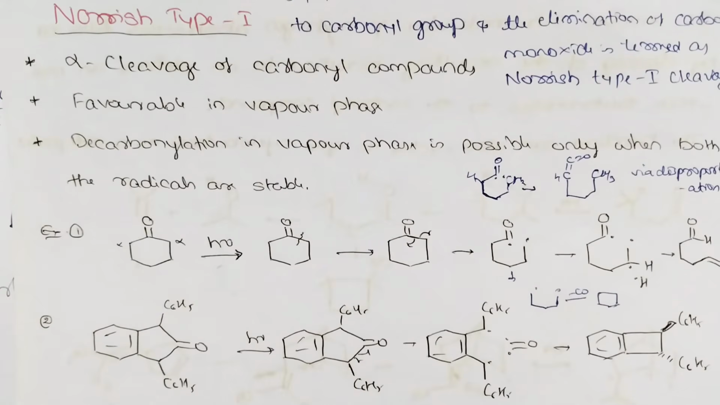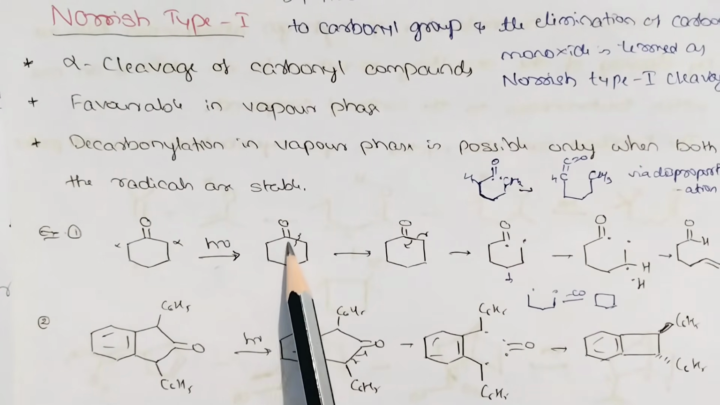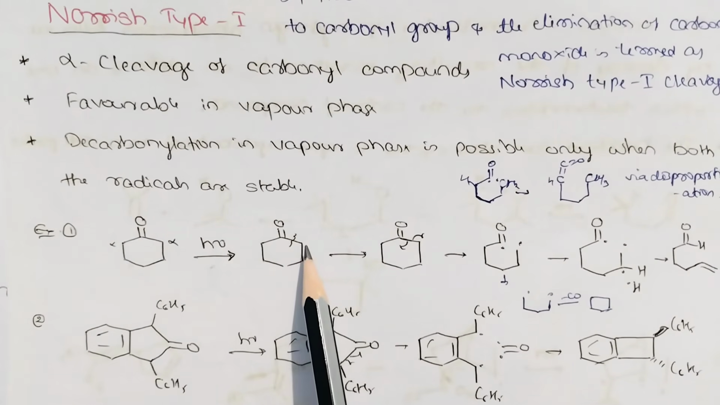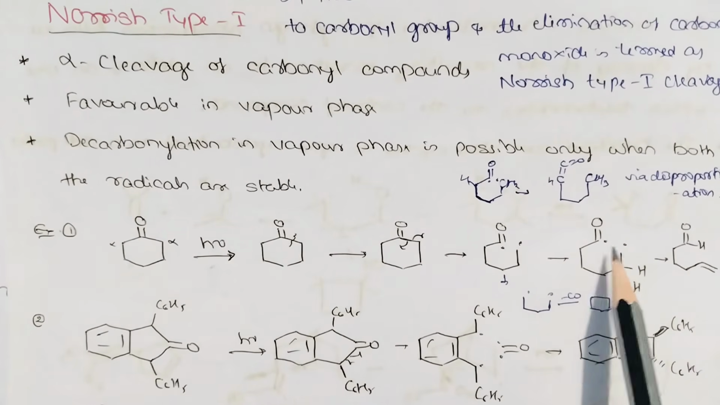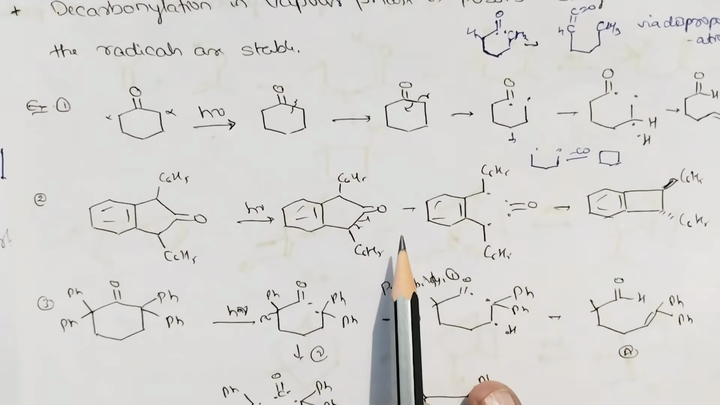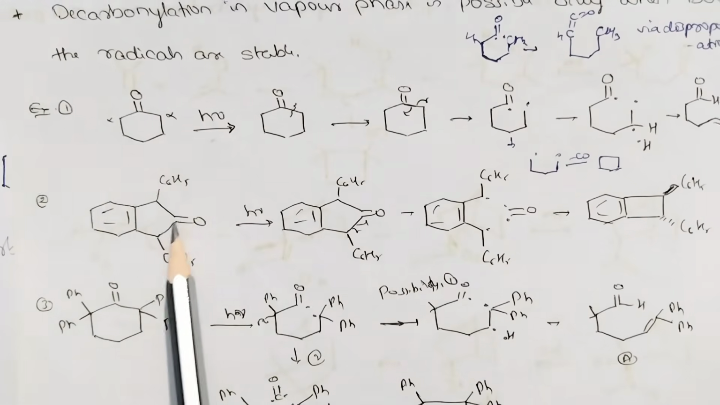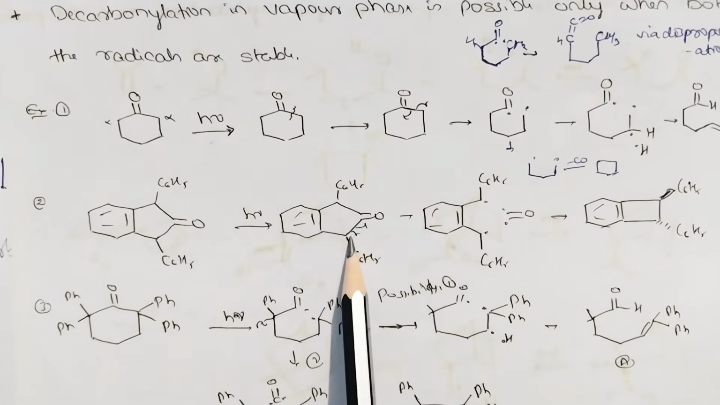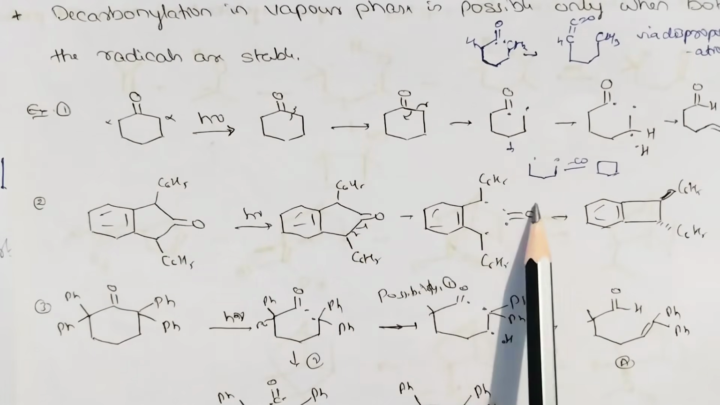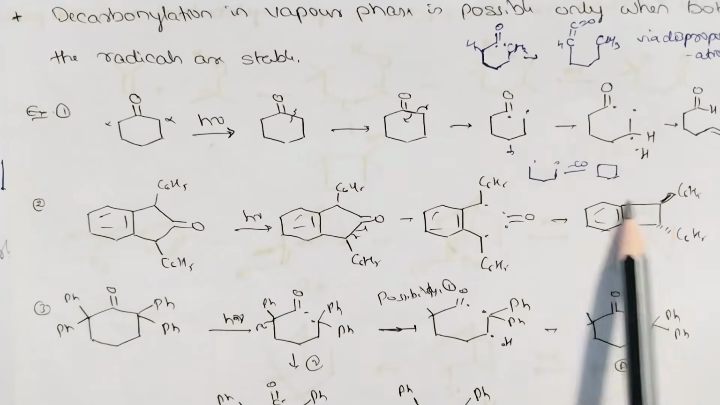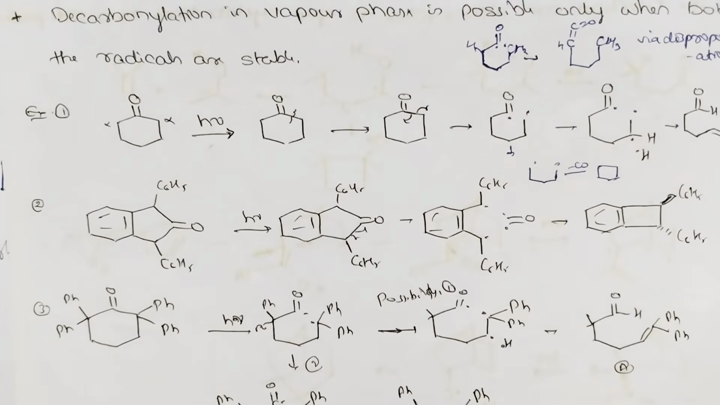Photochemical reactions of ketones or aldehydes by the fission of the carbon-carbon bond adjacent to the carbonyl group, and the elimination of carbon monoxide. Let's look at this. Here you can see alpha bond cleavage takes place, and the elimination of carbon monoxide takes place to form this product. This is called Norrish type 1 reaction.